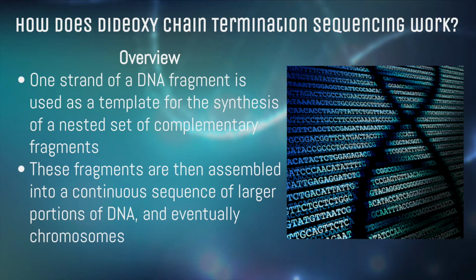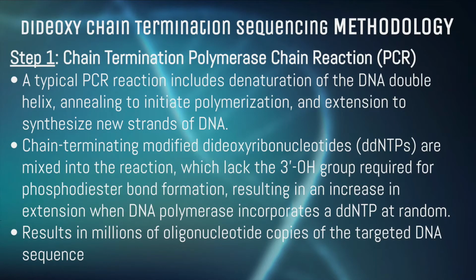How does dideoxy sequencing work? In simpler terms, one strand of a DNA fragment is used as a template for the synthesis of a nested set of complementary fragments. These resulting fragments are then assembled into a continuous sequence of larger portions of DNA and eventually chromosomes. In more complex terms, dideoxy sequencing can be split into three steps.